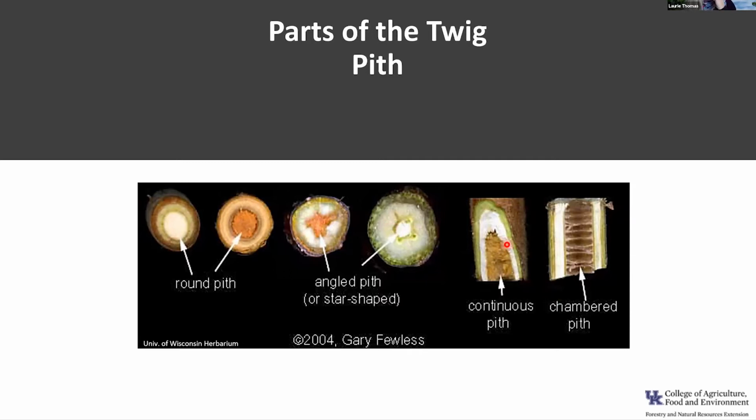And then another way to look at the pith is to actually cut that twig in half so that you can see the whole pith. And you can see on some species, it's a continuous solid pith. There's nothing different about it. It looks uniform throughout. Or there can be a chambered pith like this, and you can see all these different little chambers in that pith. This is an example. This is a black walnut. They tend to have a chambered pith. Black walnut and white walnut or butternut will have a chambered pith.